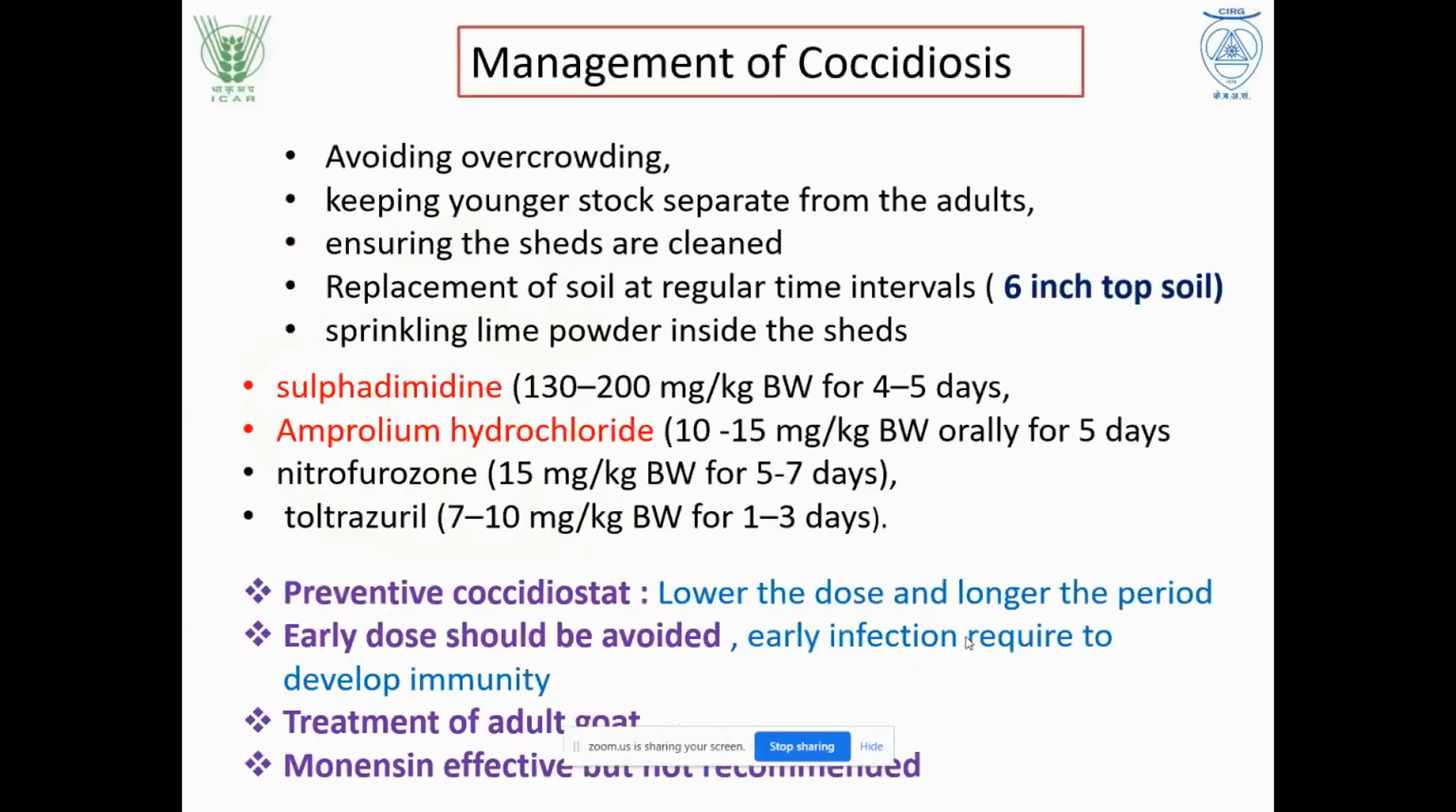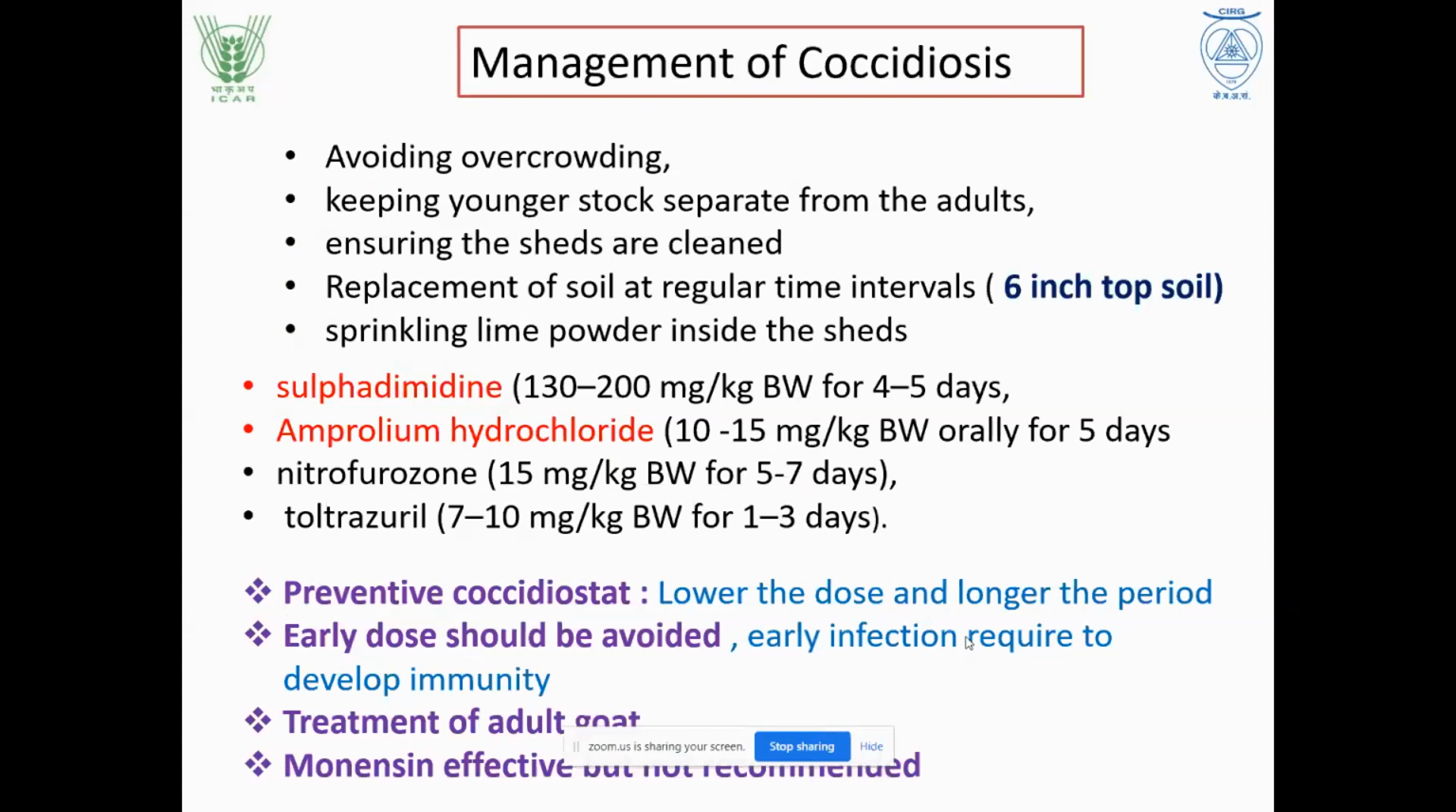There are certain basic principles of the management of coccidiosis, and overcrowding is a predisposing factor. If you are keeping the animals in poor space, it is bound to occur. And if you are keeping the younger animals with the adults, the adults are providing the infection, so it is a better approach to keep the younger animals away from the adults. So avoid the infection. Ensure the sheds are cleaned. It is an environmental infection, so clean the farm from time to time. Replace the soil at regular intervals.